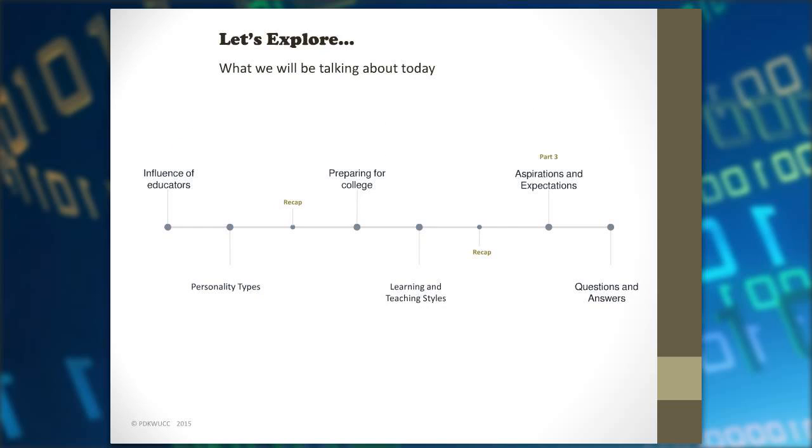Let's explore what we will be talking about today. Influence of educators will be first, and then we'll have an activity about personality types. Then we will recap what we've learned so far, and then we will learn about preparing for college, and about the different learning and teaching styles there are, and then we will recap. Our third part today will be aspirations and expectations, and then there will be questions and answers.